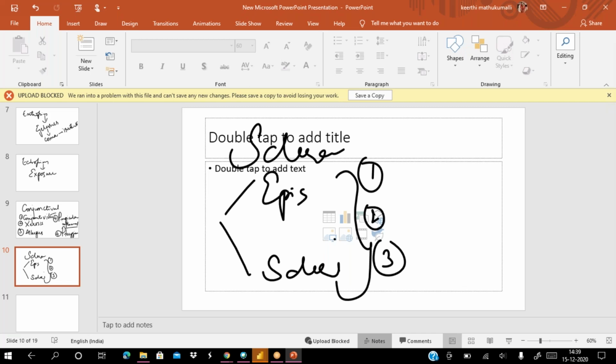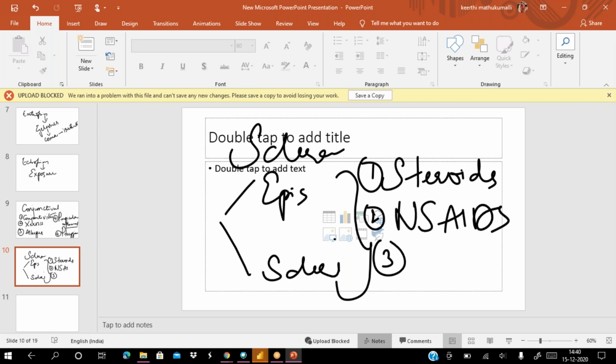People are supposed to speak. Using corticosteroids or NSAIDs. See, people are seeing in your mobile, you're Googling it and you're telling. Okay, so NSAIDs, corticosteroids, the most common treatment we use.